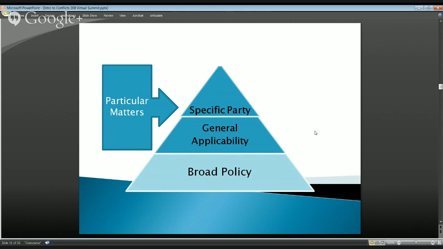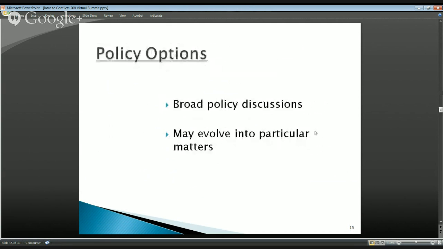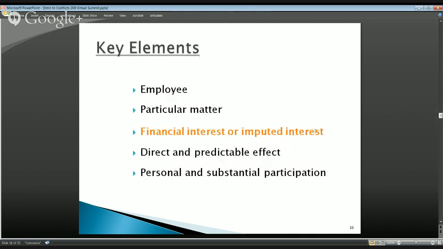Right. All right, well, shall we move on? We have about 25 minutes left, and we might be able to get into financial interest a little bit. Okay, so we're talking about financial interest or imputed interest for this next element. And this is an area where I really like to take a look at the text of the statute, because I find it to be really helpful.